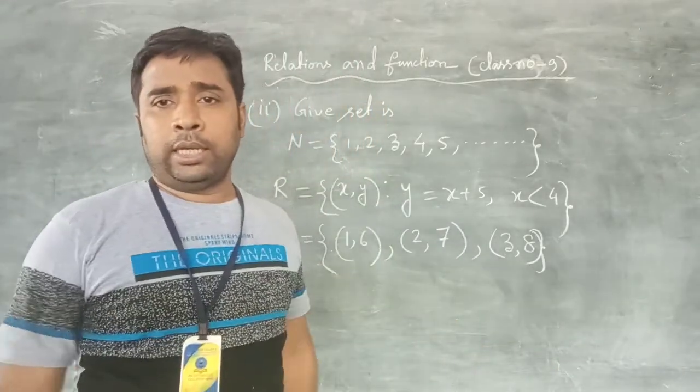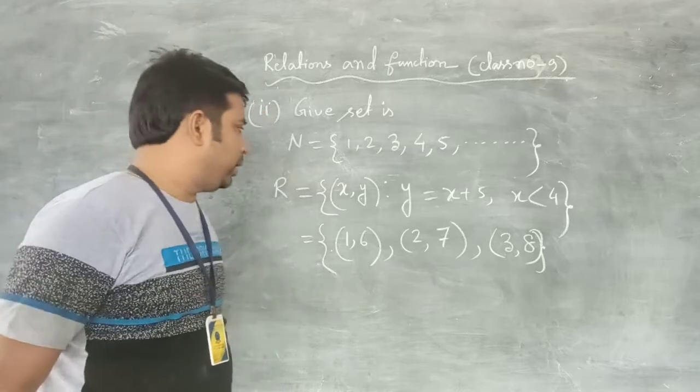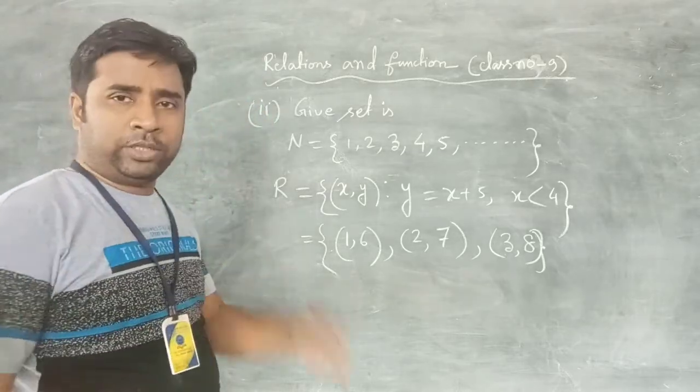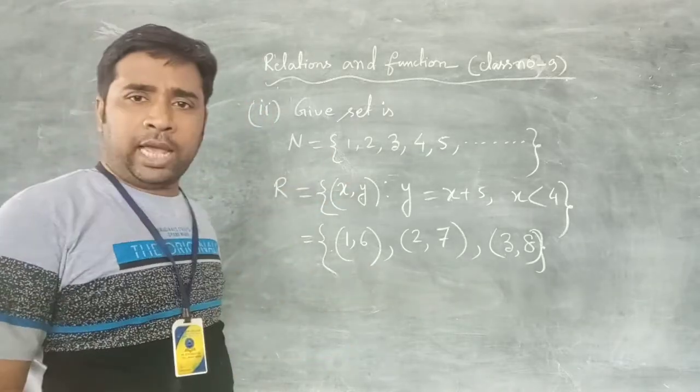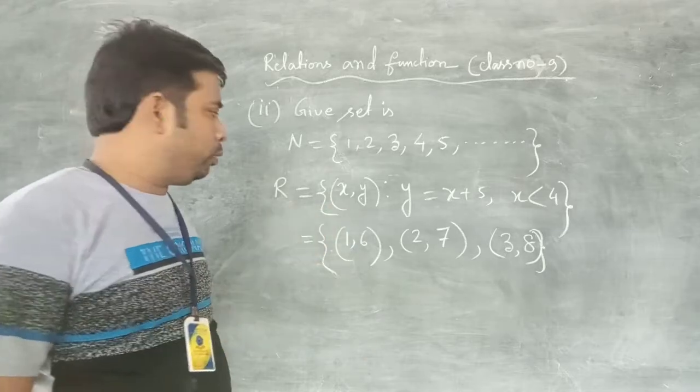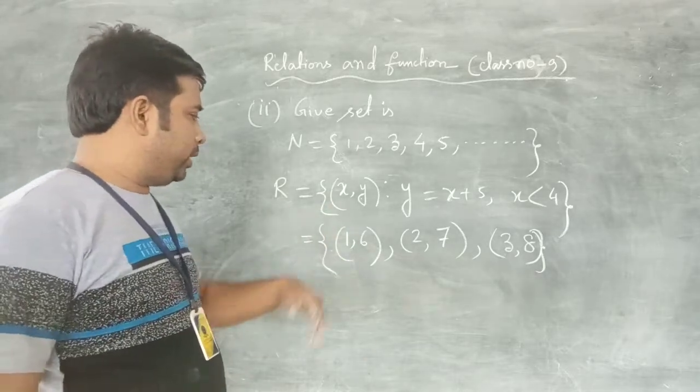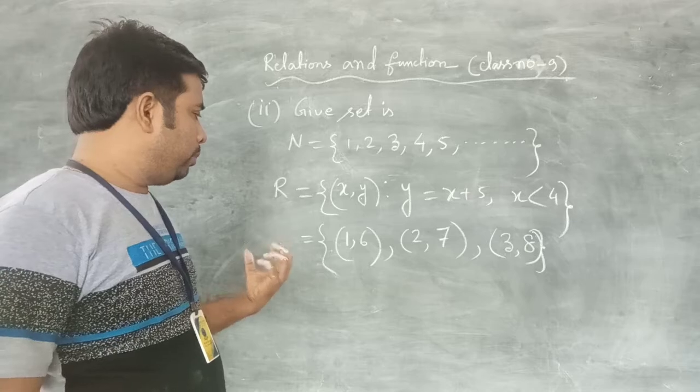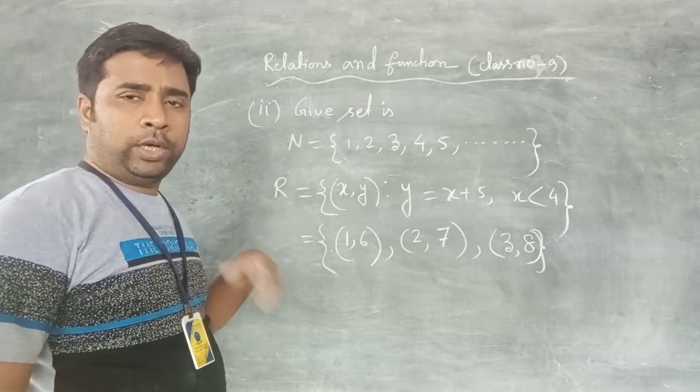Now we shall search whether this relation is reflexive or not. So very simple, it is not reflexive because 1 is in N, but (1, 1) does not belong to R. (1, 6) belongs to R, but (6, 1) does not belong to R. So it is not symmetric.